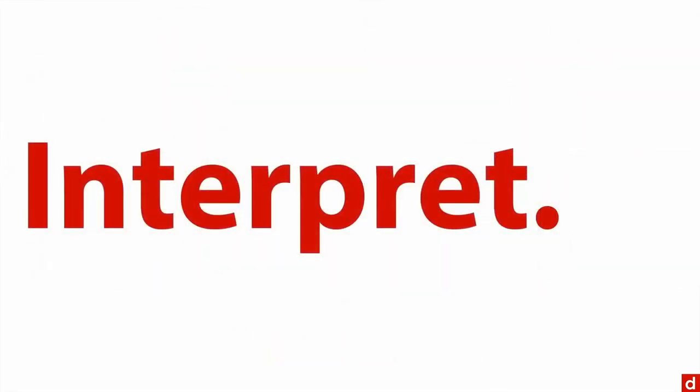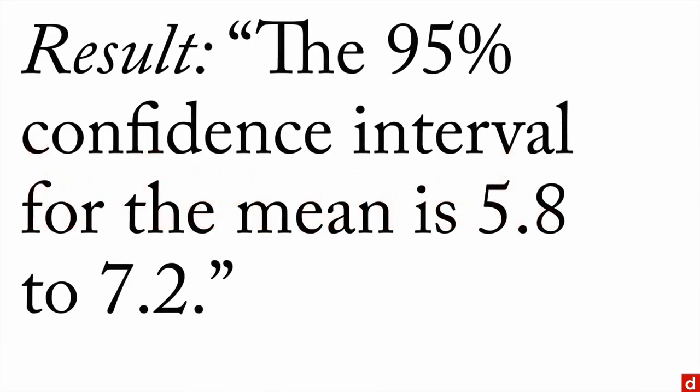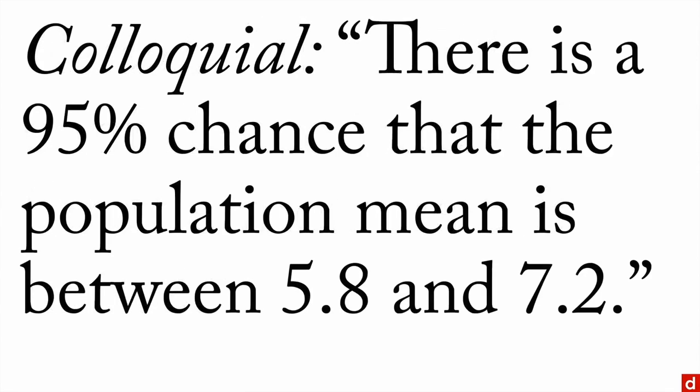But no matter what you do, you have to interpret a confidence interval. Now, the statistically accurate way that has very little interpretation is this. You would say the 95% confidence interval for the mean is 5.8 to 7.2. Okay, so that's just kind of taking the output from your computer and sticking it into sentence form. The colloquial interpretation of this goes like this. There's a 95% chance that the population mean is between 5.8 and 7.2.